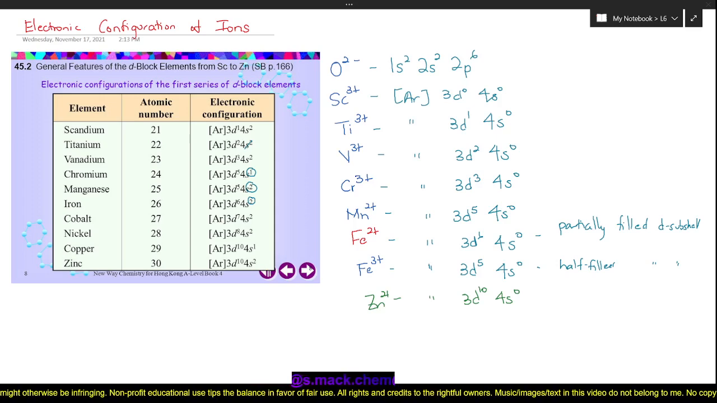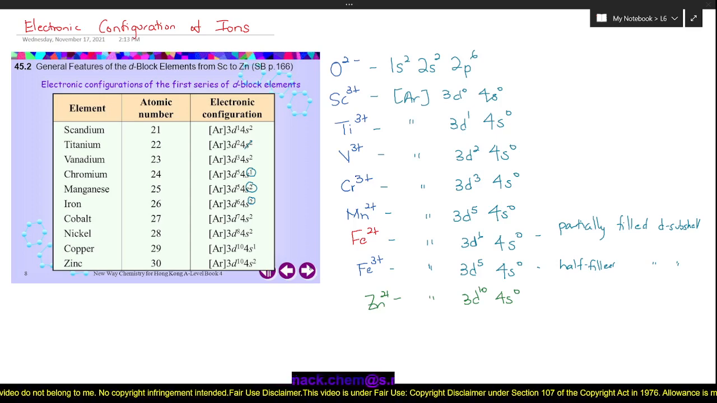The significance of mentioning this is that on forming ions, electrons must be removed from the outermost energy levels. That is, electrons will be removed from orbitals furthest away from the nucleus. So we're going to start removing electrons from the 4s before we move into the 3d. With scandium, with an electronic configuration 3d1, 4s2, for it to form an ion of a 3 plus charge, we're going to remove the 2 electrons from the 4s and then the 1 electron from the 3d.